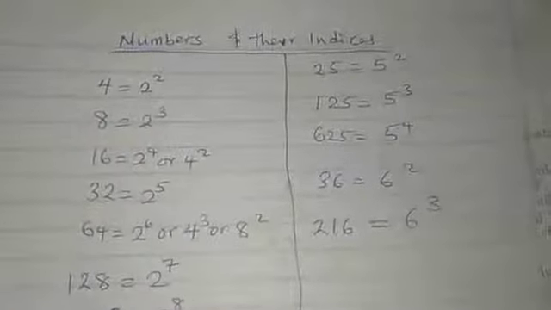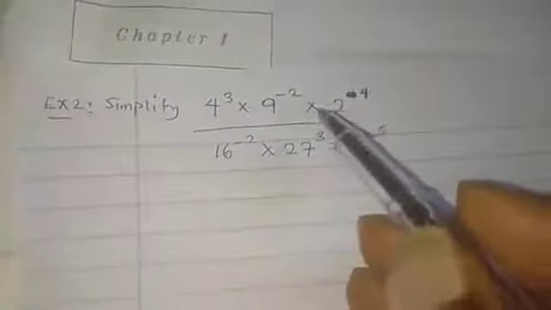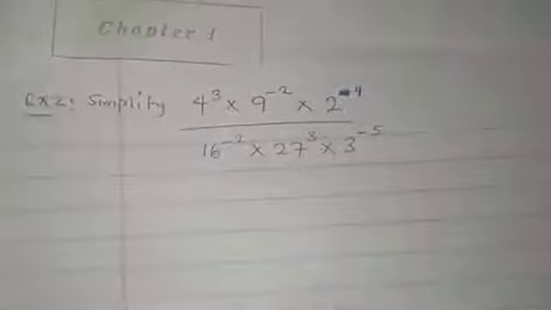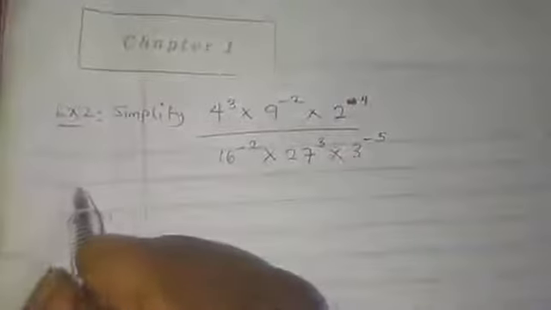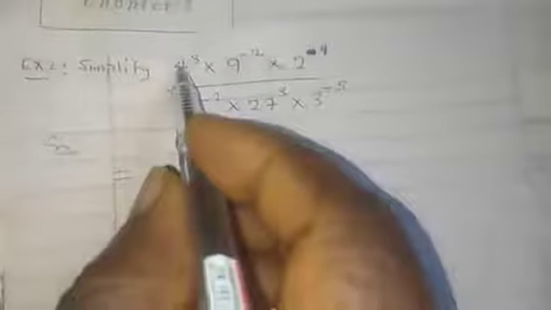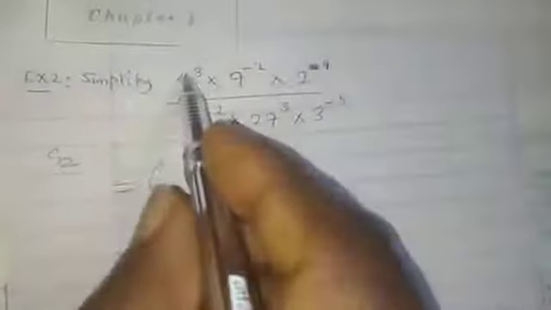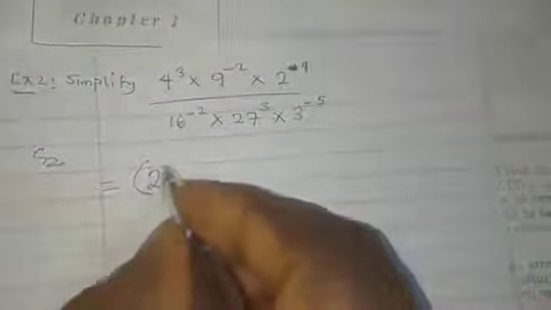Now, let's take another example. We want to simplify this. In order to simplify this, we need to know the index of all these numbers. The index of this, the index of this. This one is already in its index form. Now, we start by writing the index of 4. We know from what we have given the other time that the index of 4 is 2 squared.